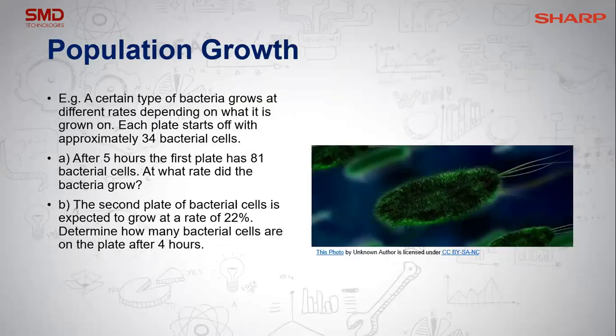Cool. All right. So population growth, again, this is a compound interest thing. And it's really interesting if you're looking at going into biology. I mean, if you're looking at the whole COVID situation, this is exactly an example of compound growth. So here's an example. It says a certain type of bacteria grows at different rates depending on what it is grown on. So the different agar plates and what it is fed, obviously. Each plate starts off with approximately 34 bacterial cells.